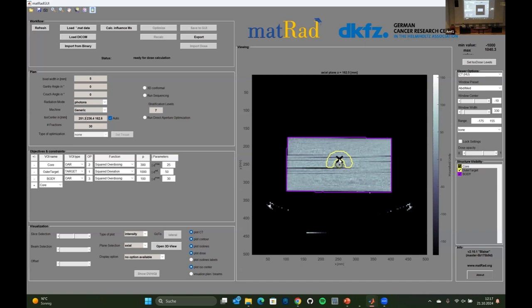This X is an X when we are in the plane of the isocenter, but we could also scroll out. So if you use the mouse wheel, if you have a separate mouse, or use two fingers on the touchpad, however it works on your laptop, you can scroll through.